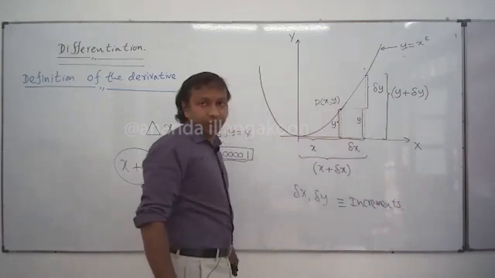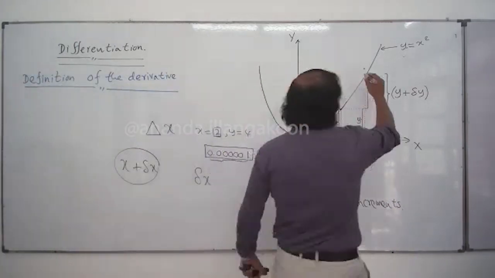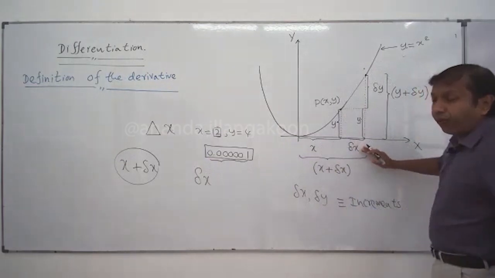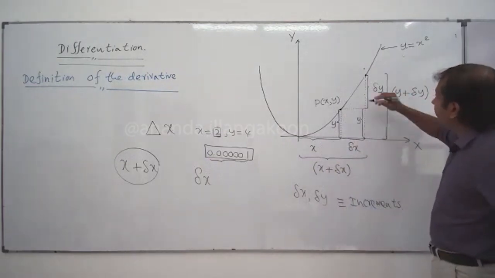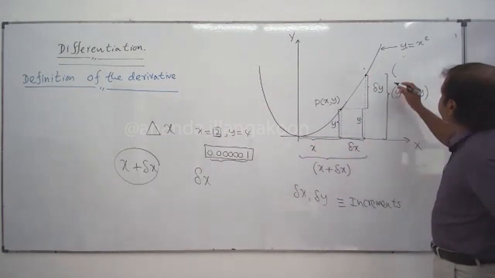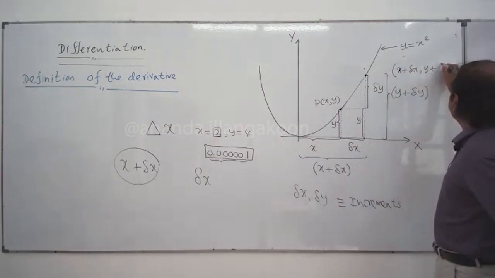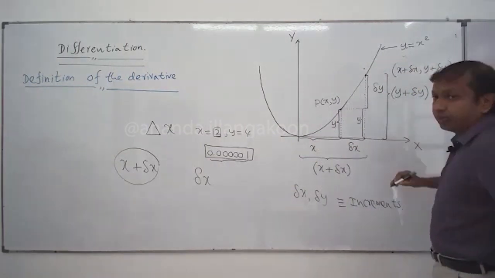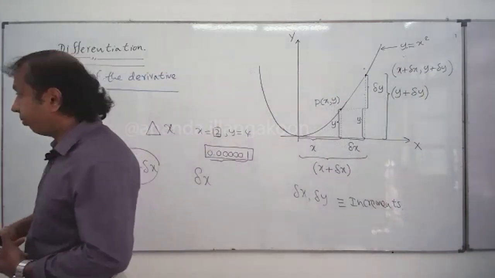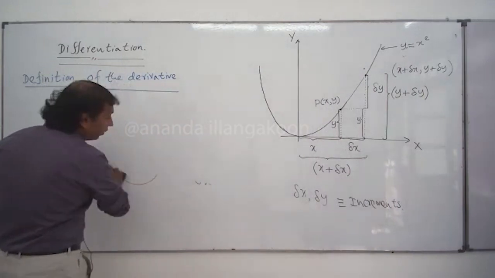Increments. Understand? Okay. Now you can very clearly understand this point: after an increase in x by delta x, y increased by delta y, then this point has the coordinates, people, its x coordinate is x plus delta x and y coordinate is y plus delta y. I think up to here you can very clearly understand. Okay, right.